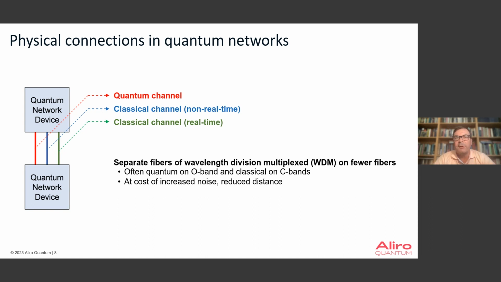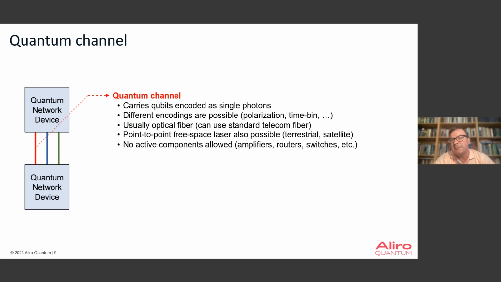Devices in a quantum network are connected to each other using three different channels: the quantum channel, the real-time classical channel, and the non-real-time classical channel. Each of these channels can be implemented using optical fiber connections or free space point-to-point laser connections for applications like vehicles or drones or satellites. When optical fibers are used, each channel can be assigned to a separate optical fiber strand, but it's also possible to multiplex multiple of these channels into a single fiber using dense wavelength division multiplexing, or DWDM. I'll describe each of these three channels in more detail on the next couple of slides.